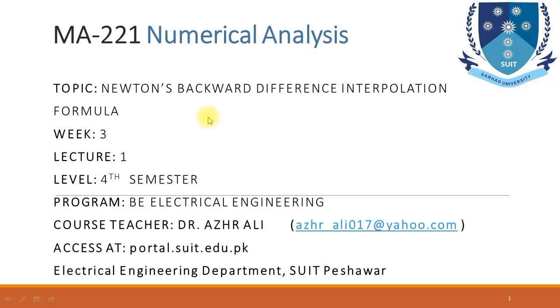In the previous lecture we learned about the Newton forward difference interpolation formula, and today's lecture is about the Newton backward difference interpolation formula, and this is the first lecture of the third week for the course Numerical Analysis. Dear students, there is a little bit of difference between the Newton forward difference interpolation formula and the Newton backward difference interpolation formula. So let's start the topic to note what the difference is.